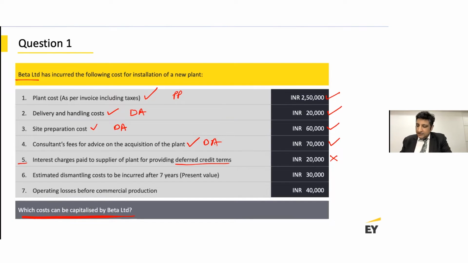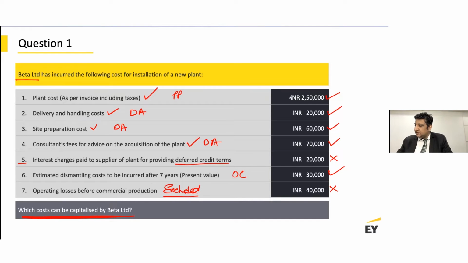All right. The next line, it says that estimated dismantling costs to be incurred after 7 years, the present value thereof. It's an example of other costs, what we mentioned. So this 30,000 rupees is also added to the cost of the asset. And finally, operating losses before commercial production, they are purely operational losses. They are purely operational expenses. This is specifically excluded to be capitalized.